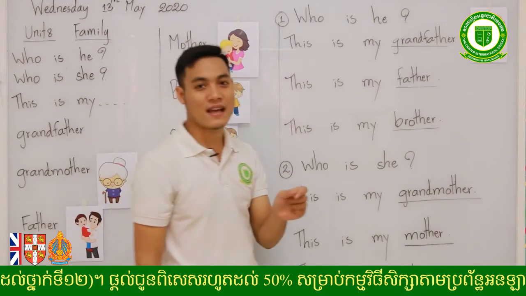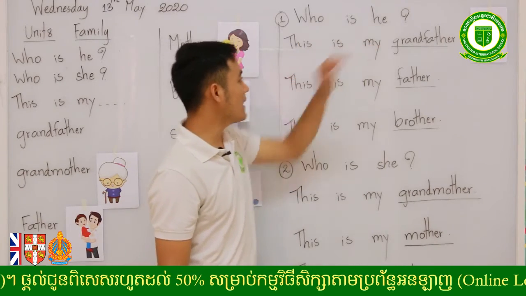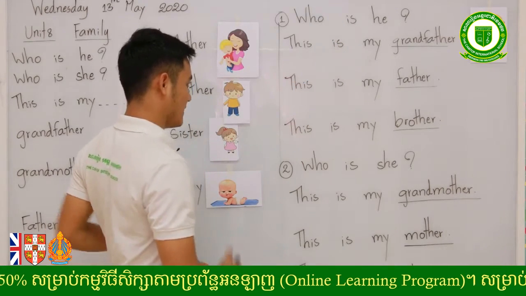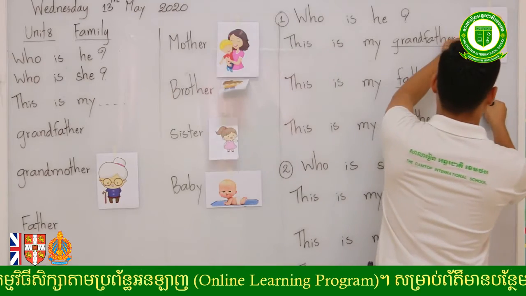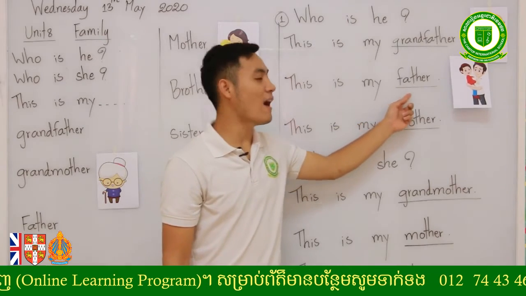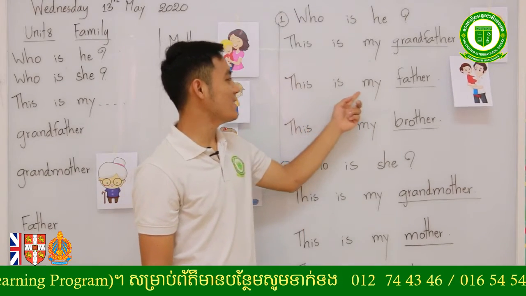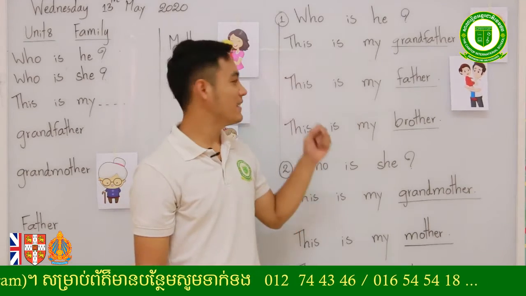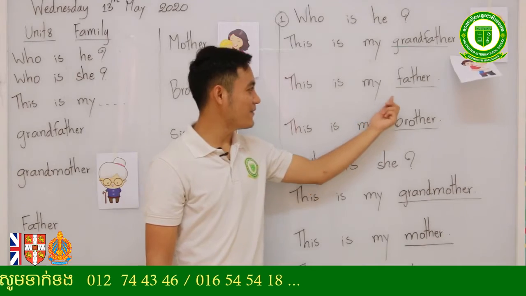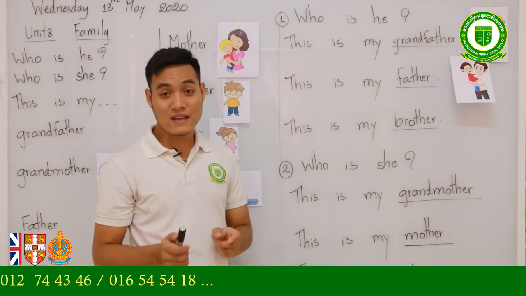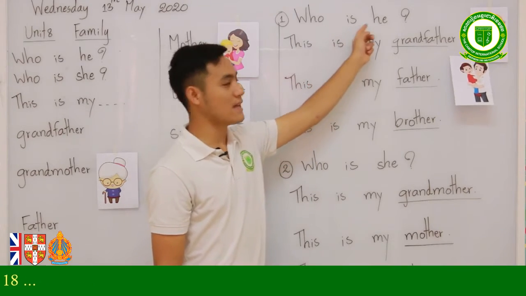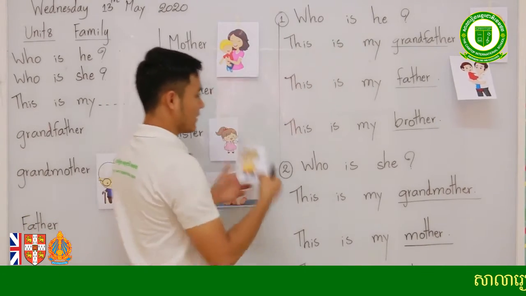And then your friends ask again, who is he? And how do you answer this? Yeah, you will answer, this is my father. Okay, that's good. Again, this is my father. Mm-hmm. And then your friends keep asking, who is he? So can you answer this?